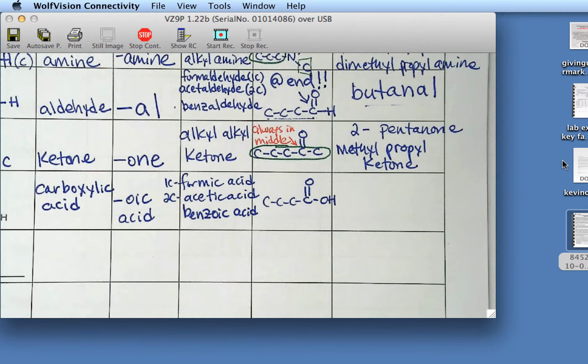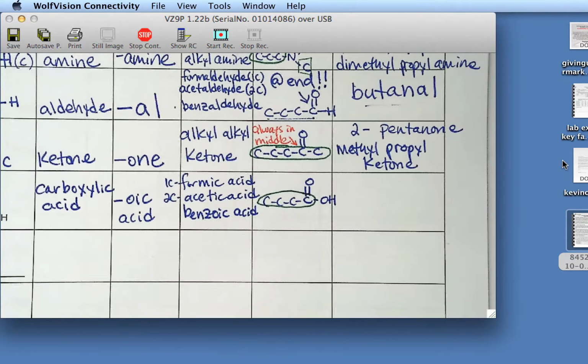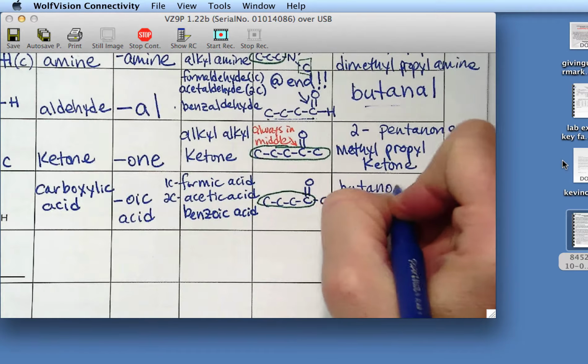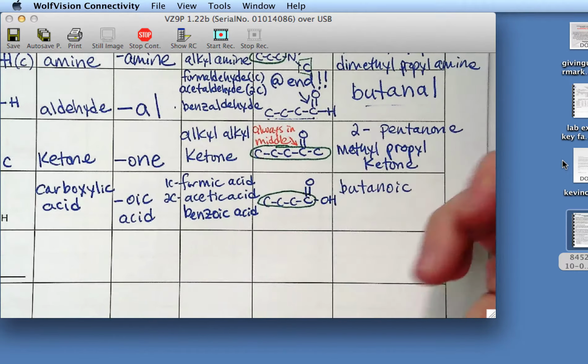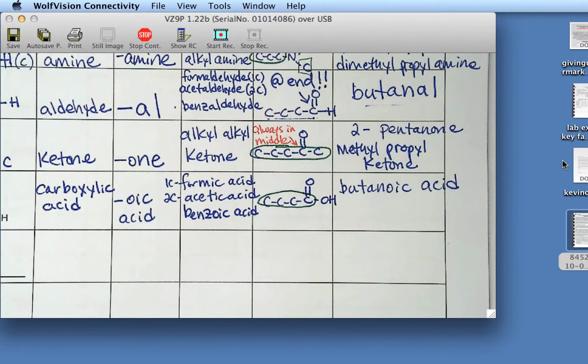So, like always, IUPAC, find the longest continuous chain of carbons, drop the E, add oic acid to the end. So this is 4 carbons, and your parent is going to include that C double bond O in it. That's important. So it's kind of like the double bond. Those carbonyls are really important to include in your parent. So this would be butane, but it's butanoic, and then a space acid. Is that one always on the end too? Yes, always on the end.